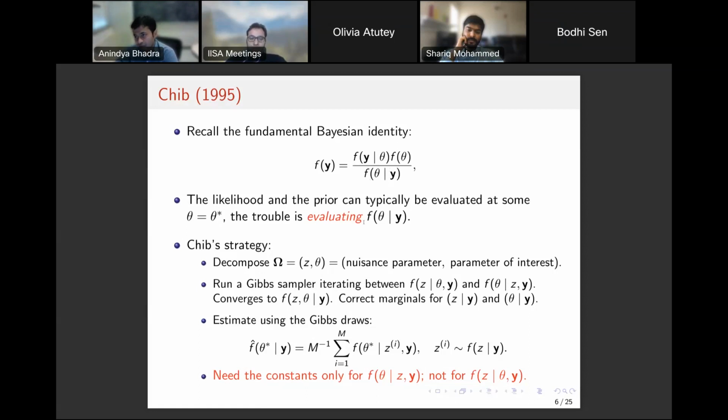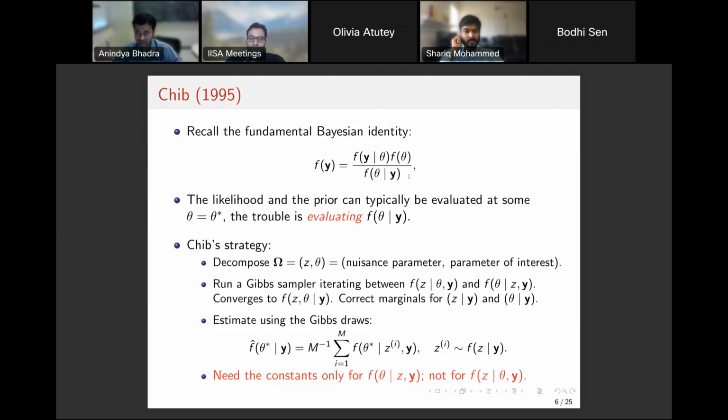The trouble now is that if you want to estimate evidence, Fy, you need to evaluate F theta given Y. It's not a matter of simply sampling from F theta given Y. I want to hammer down on that point: sampling from a density and evaluating a density are two totally different things. If I needed to sample from F theta given Y, I only need an unnormalized version of that posterior density. And that's the premise of Metropolis Hastings and many other Markov chain Monte Carlo techniques.